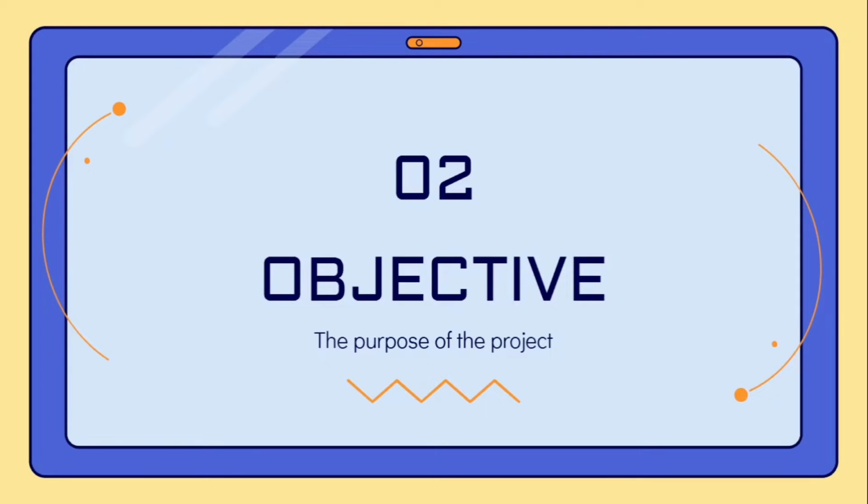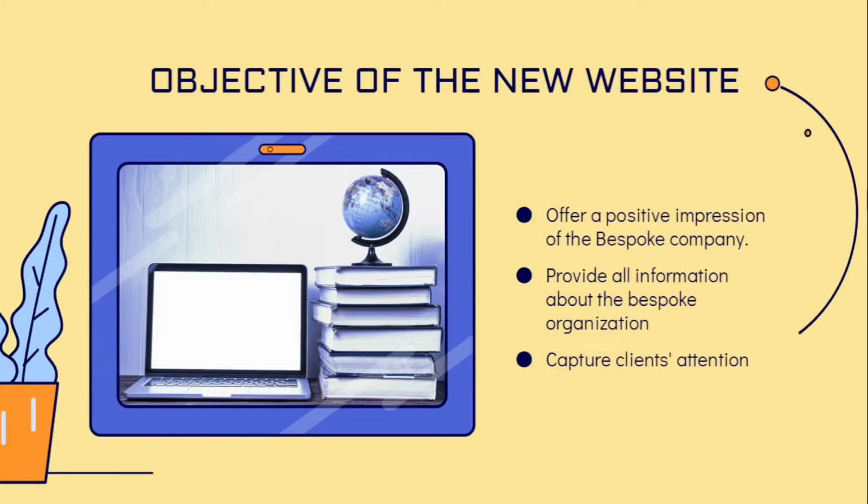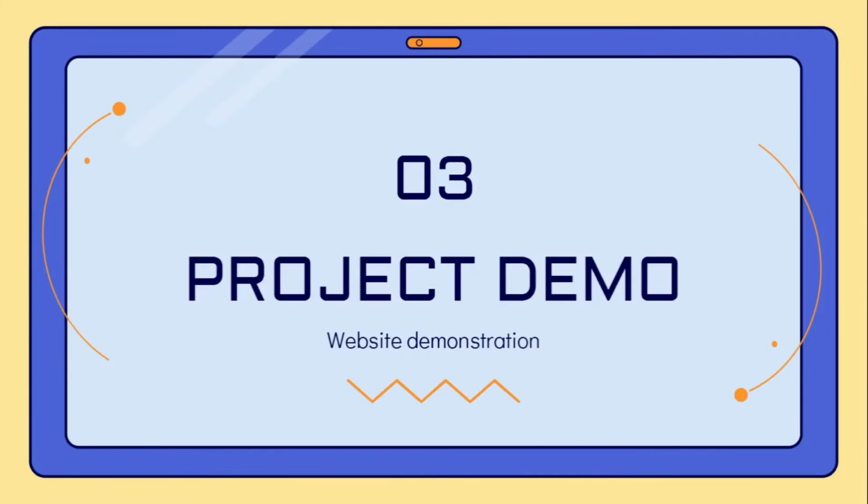Okay, next is objective, which is the purpose of the project. The purpose of the project is to offer a positive impression of Bespoke company, to provide all information about the Bespoke organization, and to capture clients' attention. Okay, next is project demonstration.